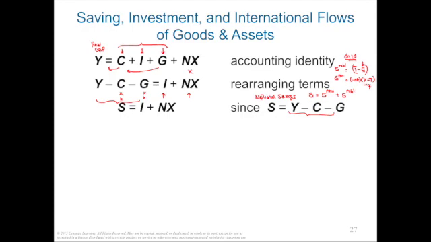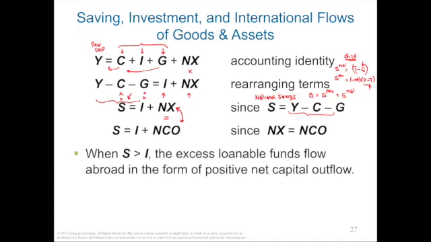So national savings is equal to Y minus C minus G. So we can substitute this term here. National savings is equal to investment plus net exports. But in the previous slides, we derived that net exports is equal to net capital flows. So savings in an open economy is equal to investment plus net capital outflows.